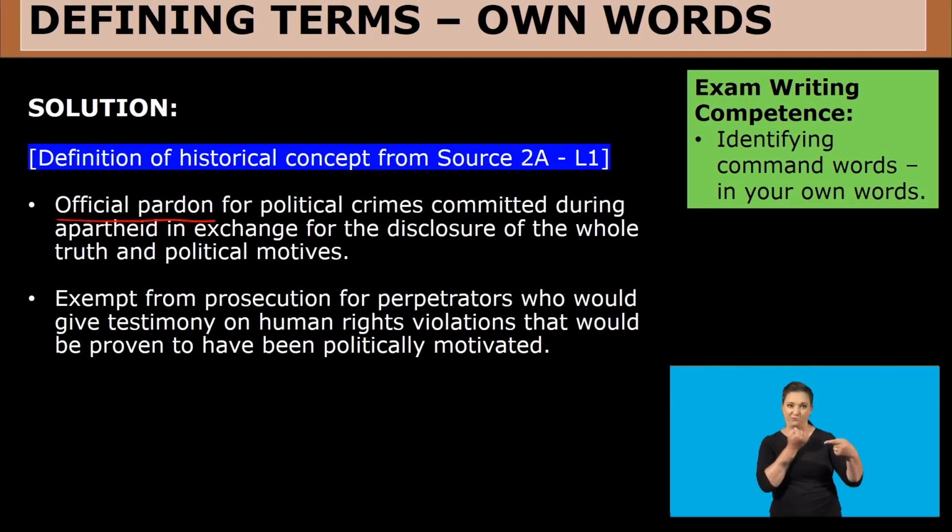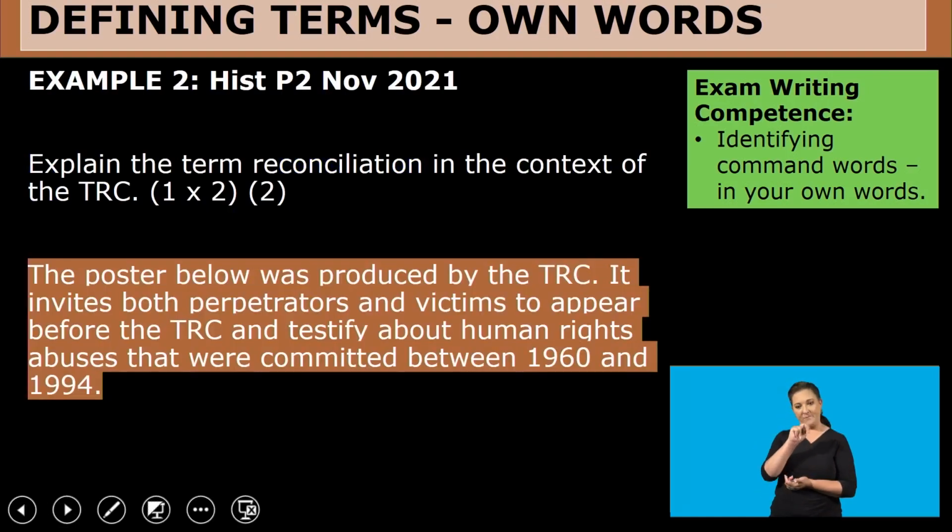Official pardon for political crimes committed during apartheid in exchange for the disclosure of the whole truth and political motives. Or you can say exempt from prosecution. That's very important for perpetrators who would give testimony on human rights violations that would be proven to have been politically motivated. Now, if you look at both these answers, political motivated or political motives are there because that is also very important. It helps you understand what amnesty was about. That shows that you understand the context as well.